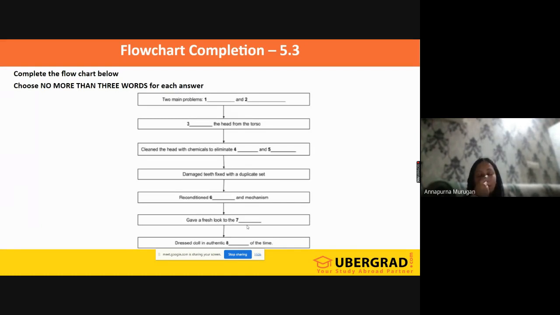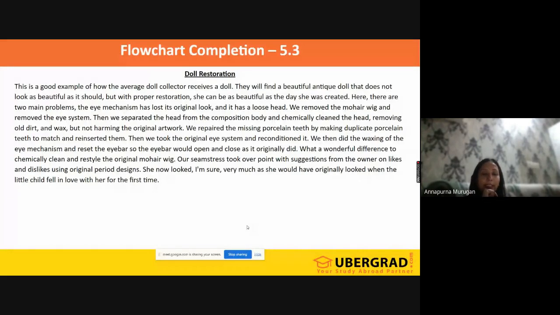Now, gave a fresh look to the dash. The next thing is what? They gave a fresh look to something, it seems. What is that thing? Let us try to check out. Till here, we won't have anything like previously. Why? Because a flowchart always flows down. Remember that. Don't be in a hurry that you will be going back and checking.